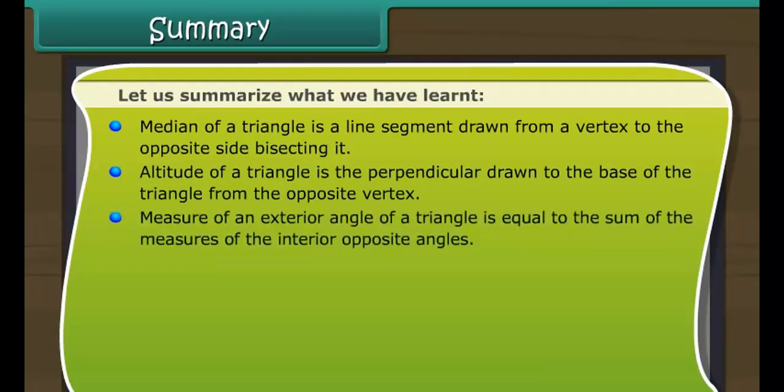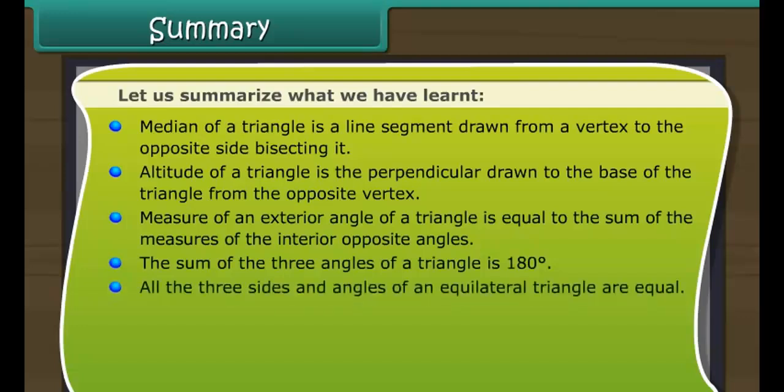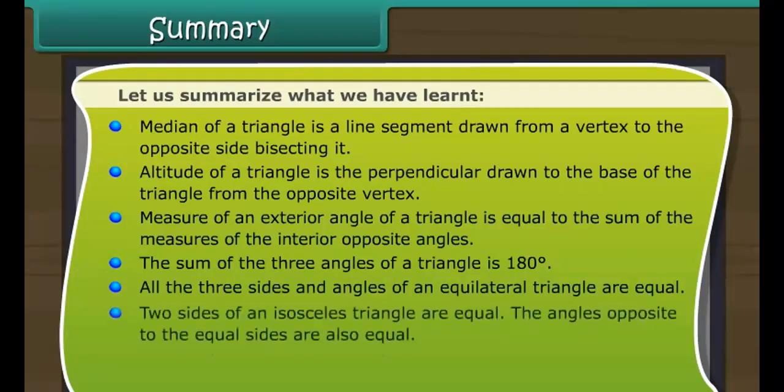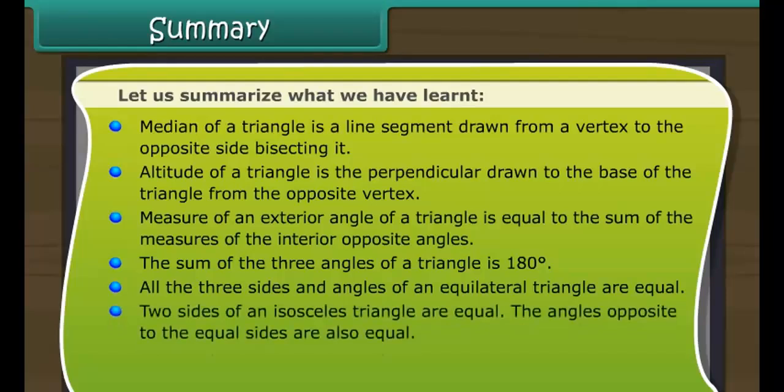Measure of an exterior angle of a triangle is equal to the sum of the measures of the interior opposite angles. The sum of the three angles of a triangle is 180 degrees. All the three sides and angles of an equilateral triangle are equal. Two sides of an isosceles triangle are equal. The angles opposite to the equal sides are also equal.